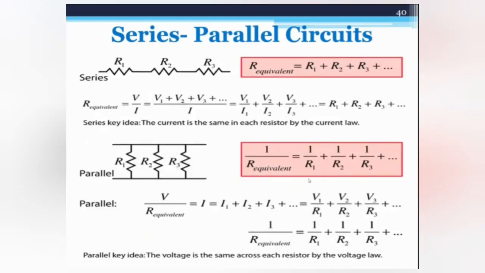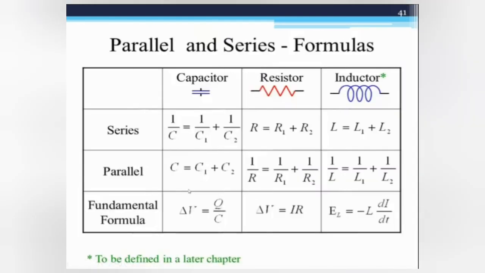Now the series and parallel circuits. If three resistors are connected in series, then the equivalent resistance is R equivalent equal to R1 plus R2 plus R3. Similarly, if three resistors are connected in parallel, then 1 upon R equivalent equal to 1 upon R1 plus 1 upon R2 plus 1 upon R3. These are the comparisons when capacitors, resistors and inductors are connected in series and parallel.